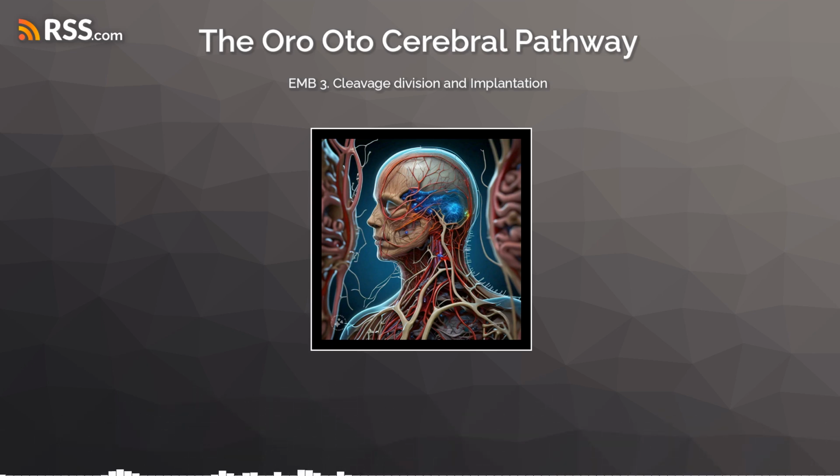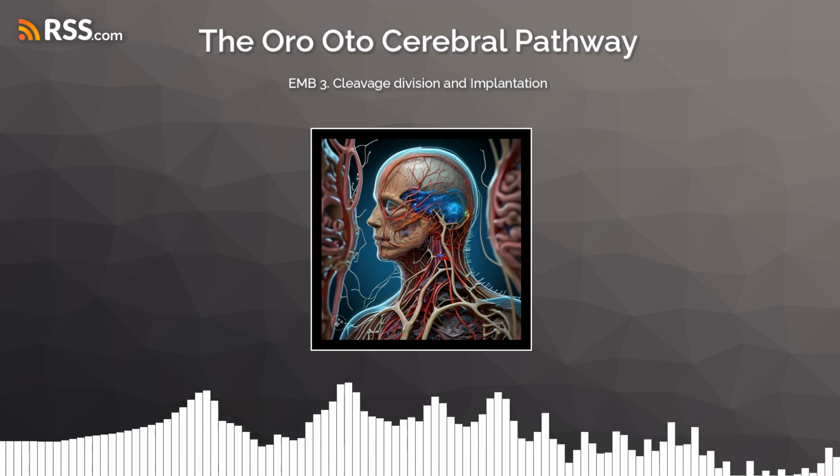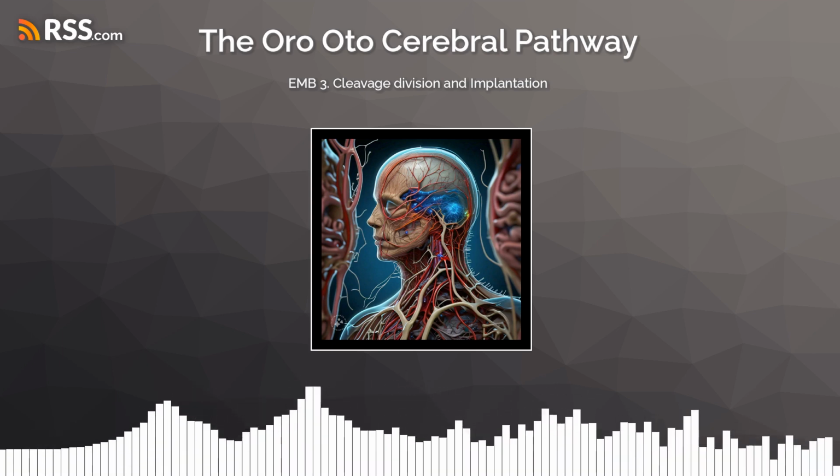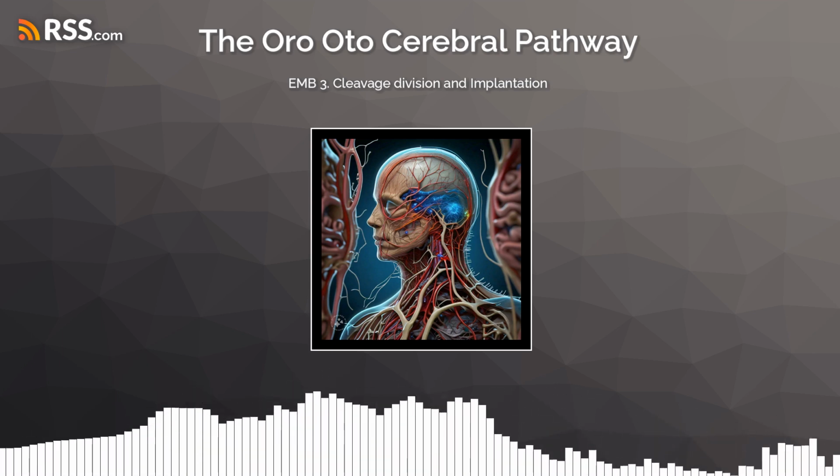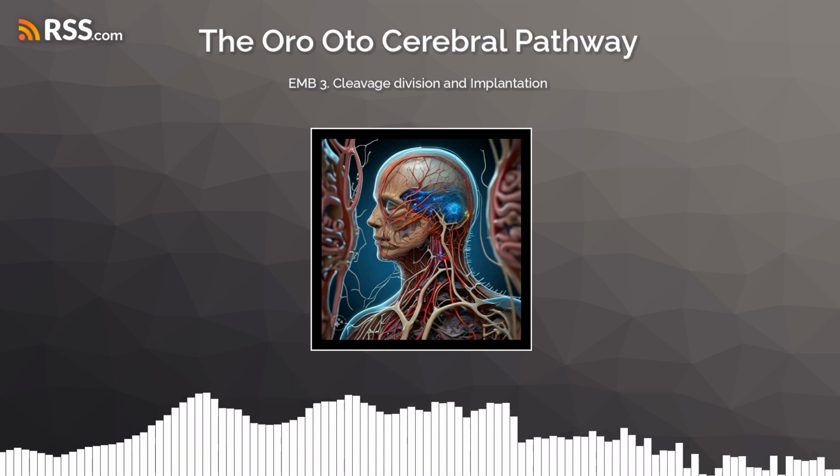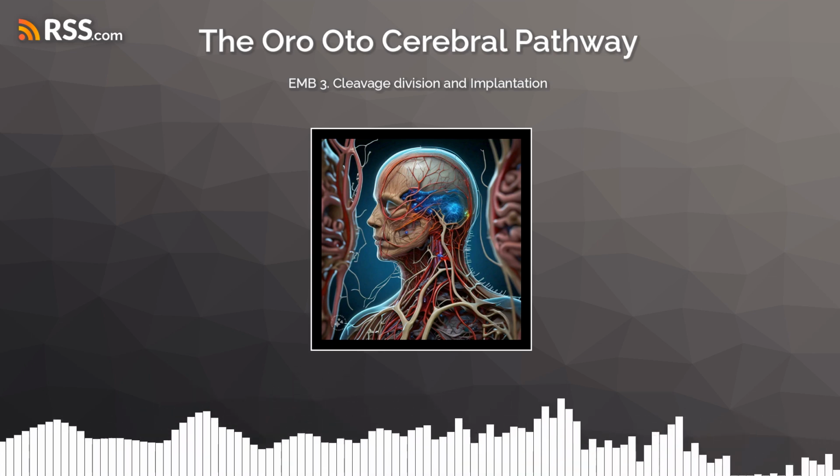By then, when the embryo starts attaching to the wall of the uterine cavity, the trophoblast has started differentiating into 2 layers, a syncytial trophoblast and a cytotrophoblast.